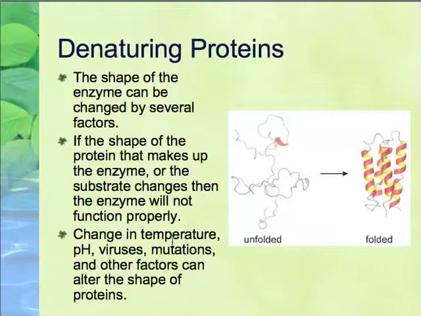And things that can change its shape include heat or pH. Viruses and mutations can change shape, and there are plenty of other factors that do that. This protein on your screen is unfolded right here, but this protein is folded, meaning that this is the exact same chemical compound, except it's taken on a different shape.